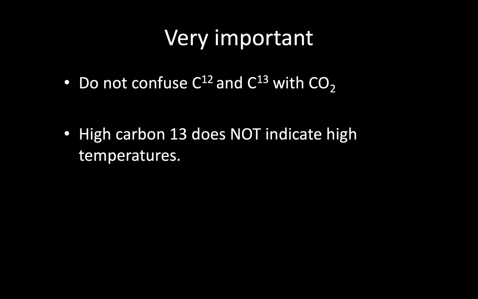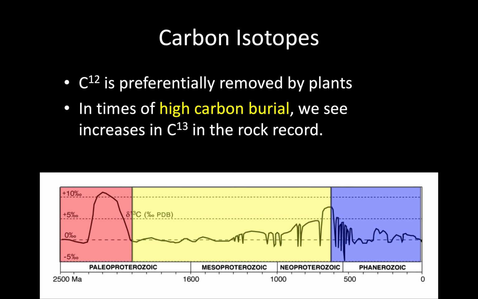So the more C13 we see in the rock record, that C12 is used, what's left behind is the C13. The more C13 generally indicates more photosynthesis. So high carbon 13 actually indicates lower temperatures. Okay? High carbon 13 indicates lower temperatures.